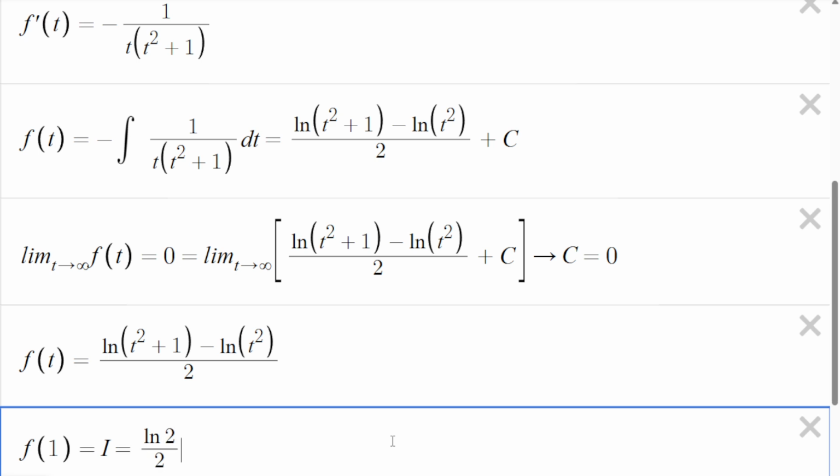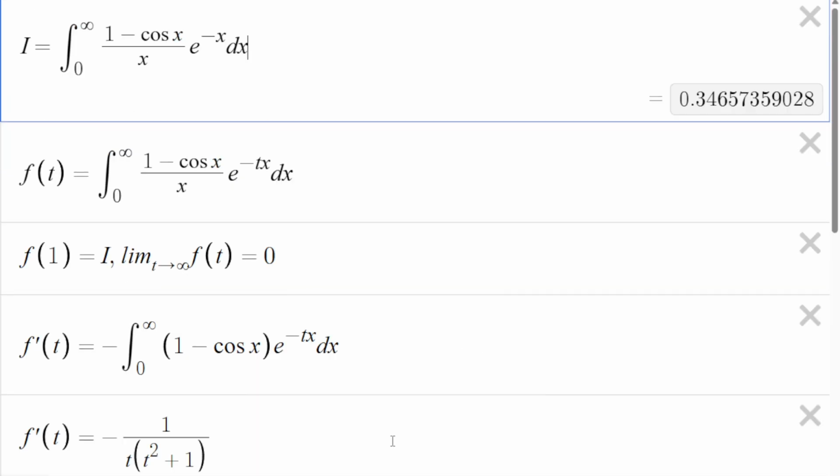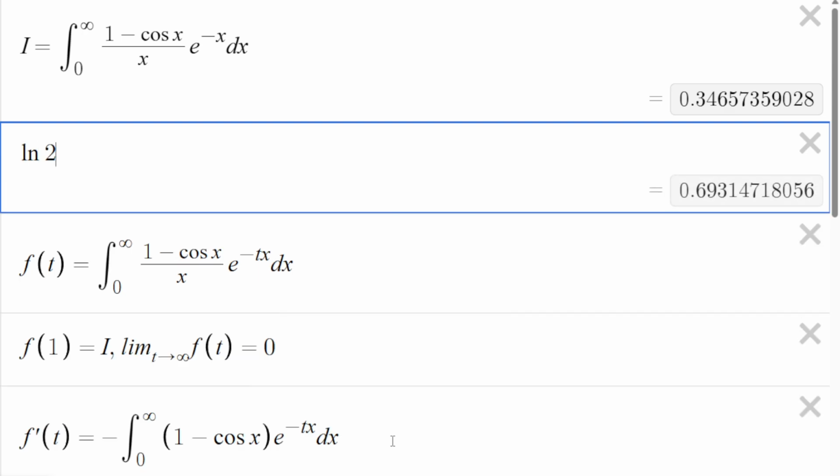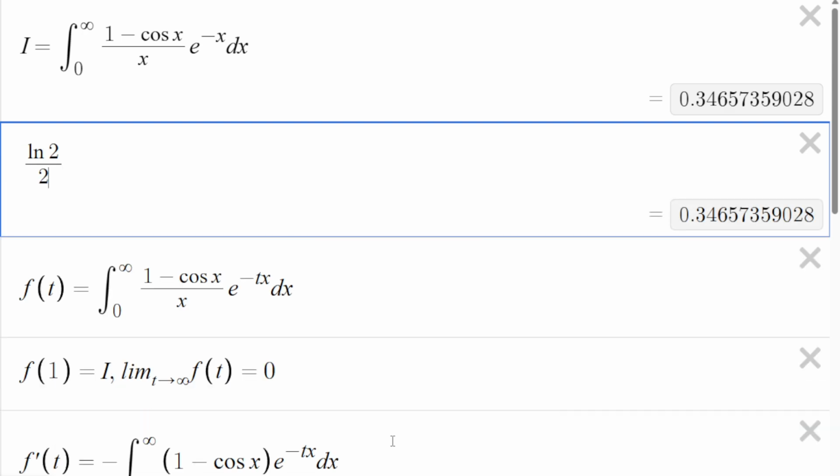And let's just go ahead and verify that that is correct. Let's go back up here to our original integral. Natural log 2 over 2. Yeah, so they match. And that's it.